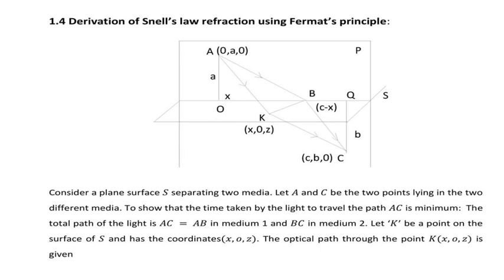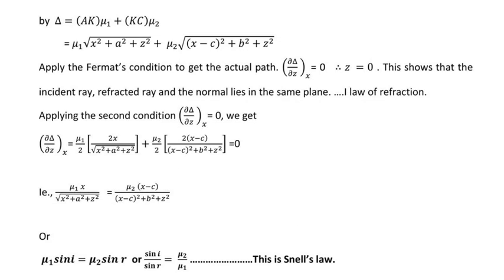Let K be a point on the surface S with coordinates x, 0, z. The optical path through the point K is given by delta equals AK times mu1 plus KC times mu2, which is equal to mu1 times the square root of x squared plus a squared plus z squared, plus mu2 times the square root of (x minus c) whole squared plus b squared plus z squared. Apply Fermat's condition to get the actual path.